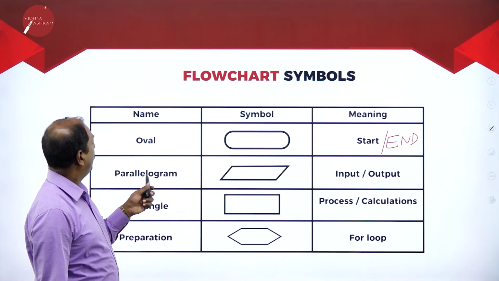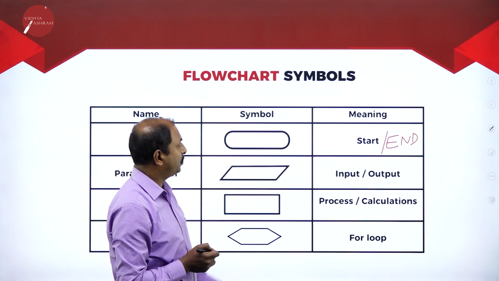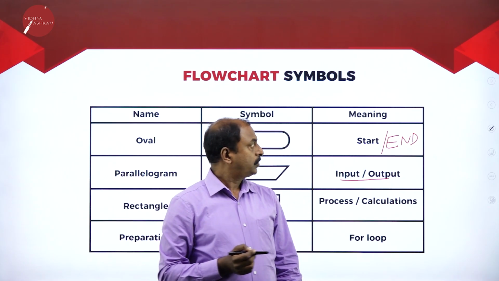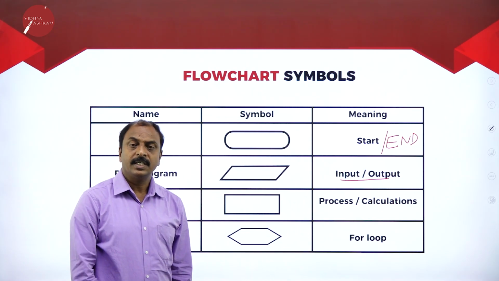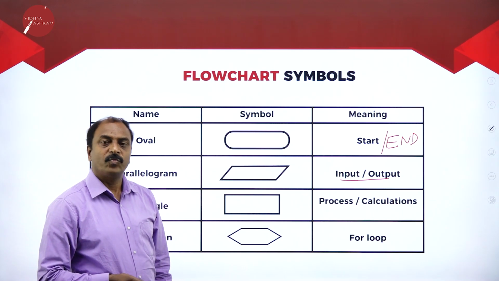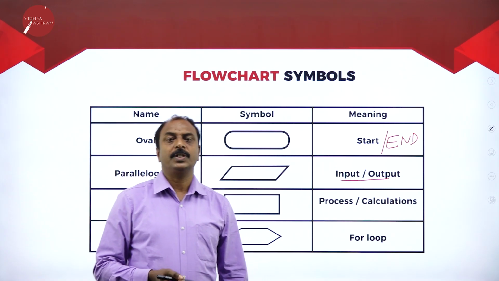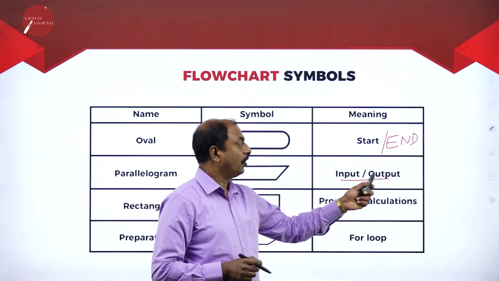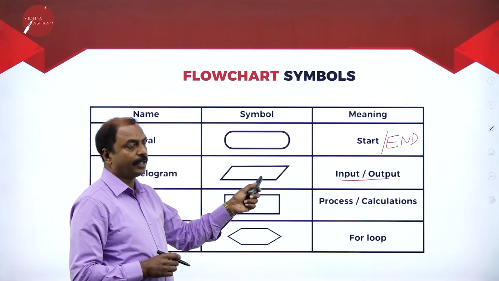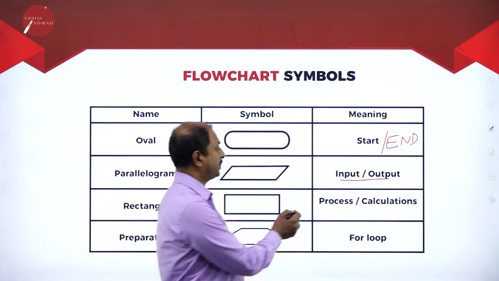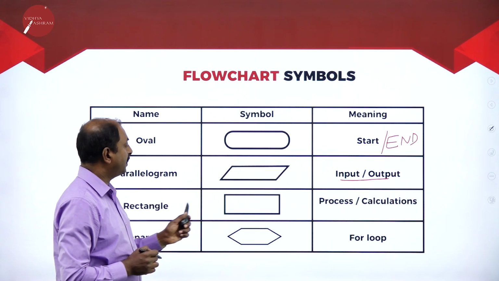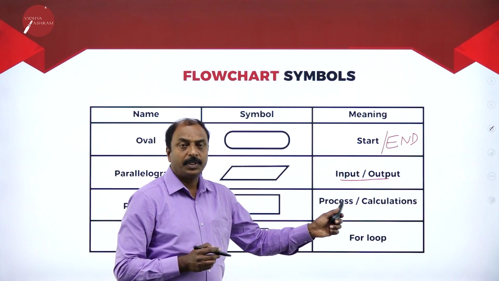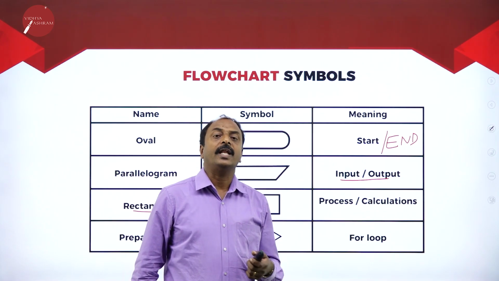Next one is the parallelogram. This geometrical shape is used for input as well as output. So what is input and output? To solve any particular problem, we have to input the data, the computer processes it and we get the result. So to represent input and output operations, we use the parallelogram. Next one is process or calculation. This is a rectangle. We use the rectangle shape to indicate processing or calculation.